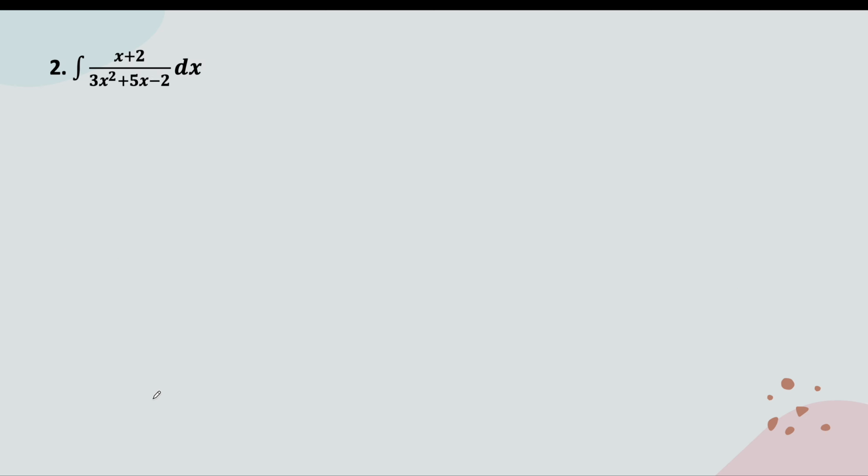That was your answer. Now moving towards the next question, that is integral of x plus 2 upon 3x square plus 5x minus 2 dx. Now बच्चे ये एक न्यू टाइप का क्वेश्चन है.